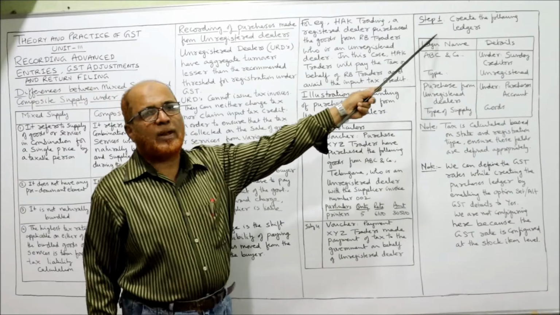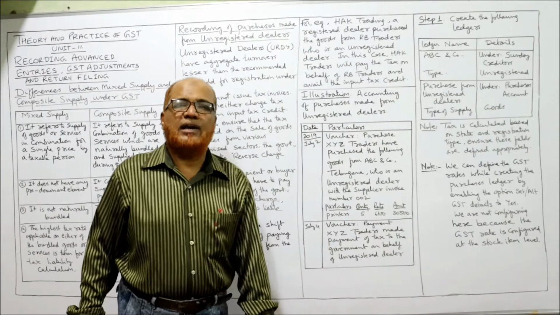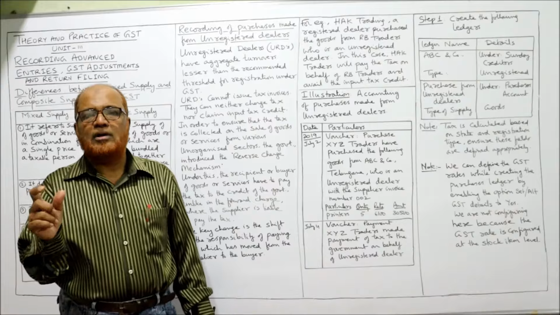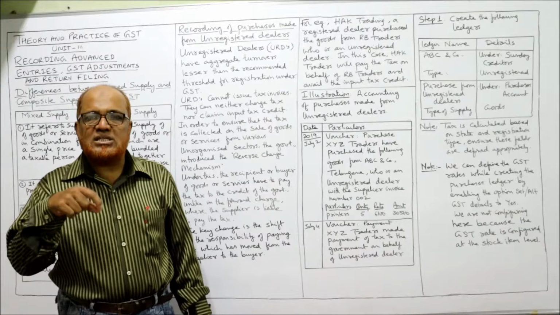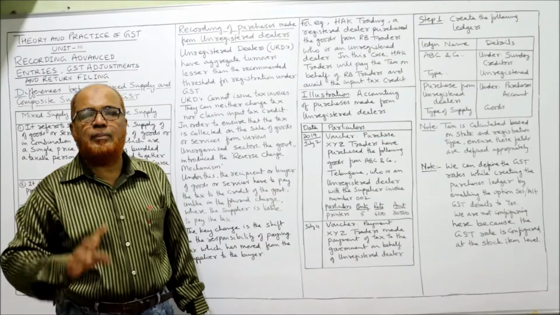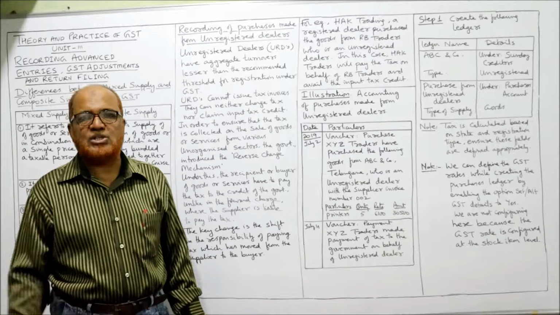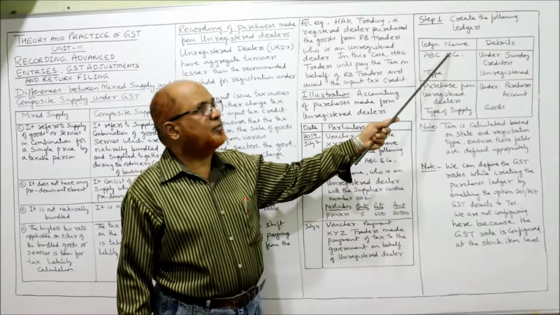Here, step 1: creating the following ledger accounts. First of all, the ledger accounts for purchasing the goods from ABC Company, which is unregistered. So what are the ledger accounts to be opened?